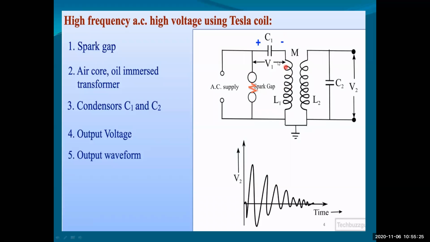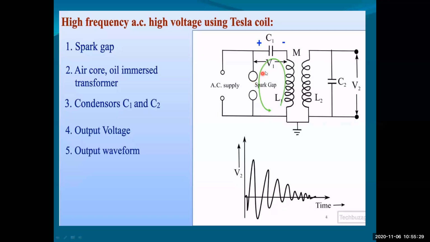Understood? So it will discharge like this. The polarity of the capacitor is plus and minus. Current always passes from high potential to low potential. Because of that, the capacitor discharges. Understood?